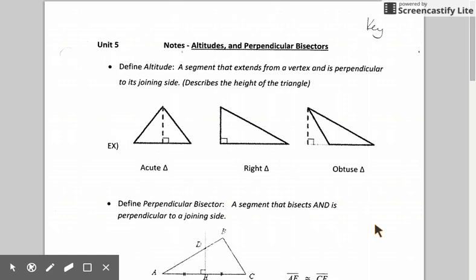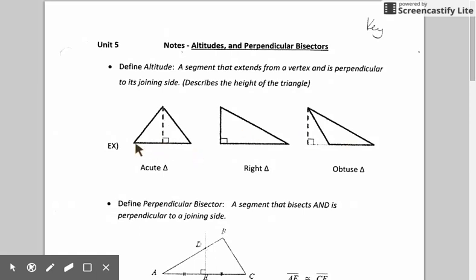In this video, I'm going to be explaining what altitudes and perpendicular bisectors are, and then we'll practice identifying them in diagrams. So an altitude, let's start with that. An altitude is a segment that comes from a vertex and is perpendicular to the opposite side. So it's going to intersect at a perpendicular intersection, or it's going to be perpendicular to the joining side. It's going to look different depending on the type of triangle.